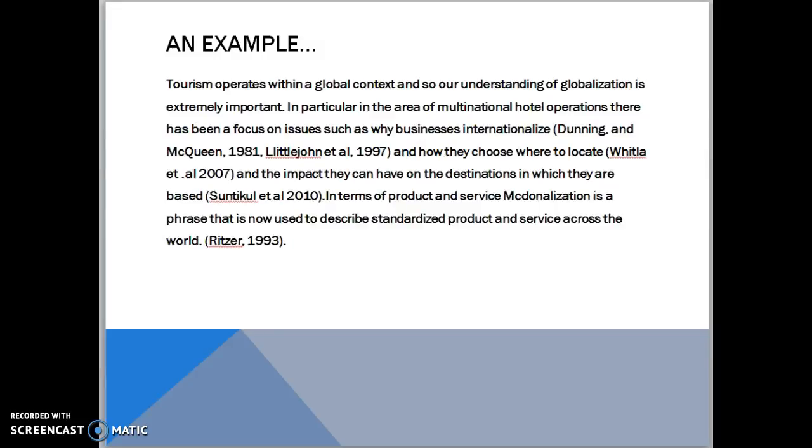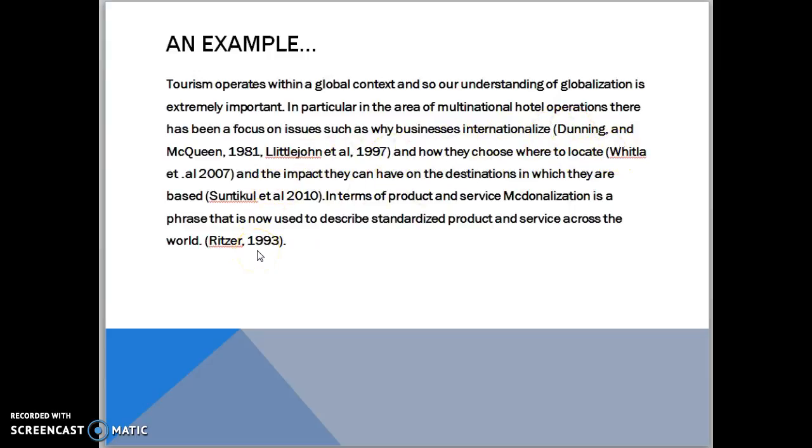So let's look at an example now to see how in a written piece of work you can be more analytical. So this is a paragraph that I've written which talks about globalization and tourism. And straight away, just looking at it, I can see that there is engagement with literature by seeing the references here in brackets.